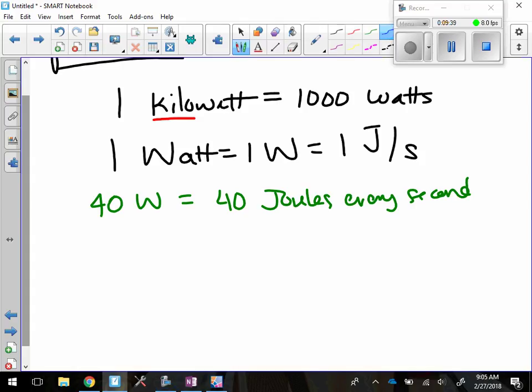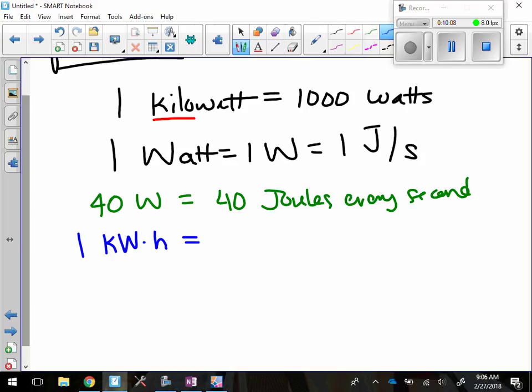So this problem talks about kilowatt hours, which I think are the stupidest unit I've ever heard of in my entire life. And I always have to think about it. Okay, so that's even worse. Kilowatt hours at least is metric.